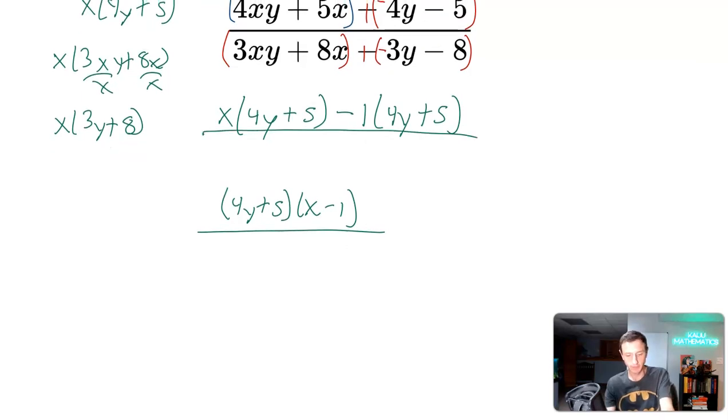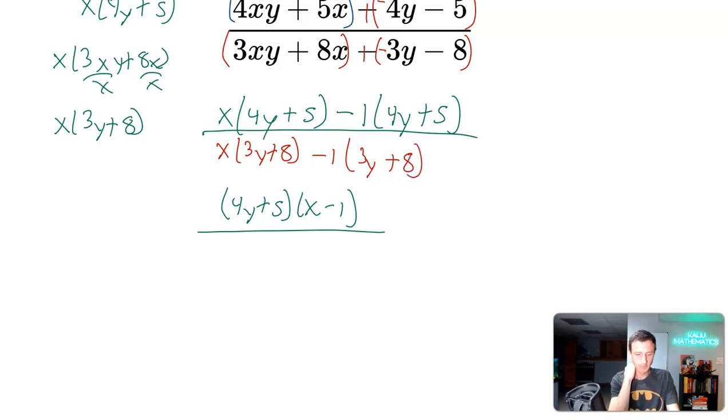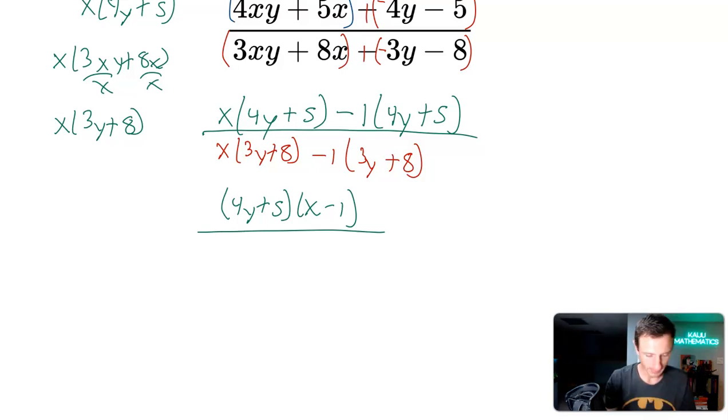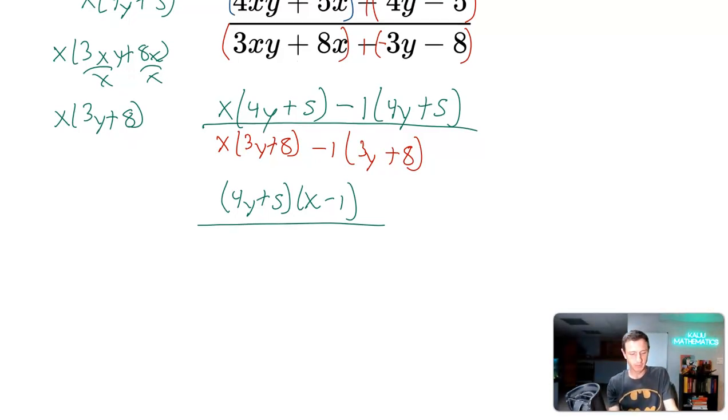So x times 3y plus 8. Second set of parentheses, same thing. I can't take out anything other than a negative 1. So let's factor out that negative 1. That's going to leave me with a positive 3y plus 8. And then 3y plus 8. So I'm going to take out 3y plus 8, and I'm left with x minus 1.